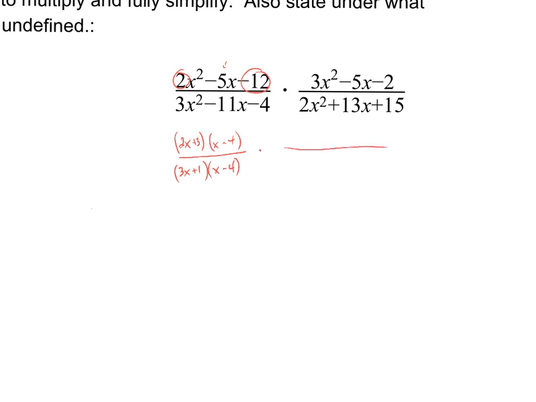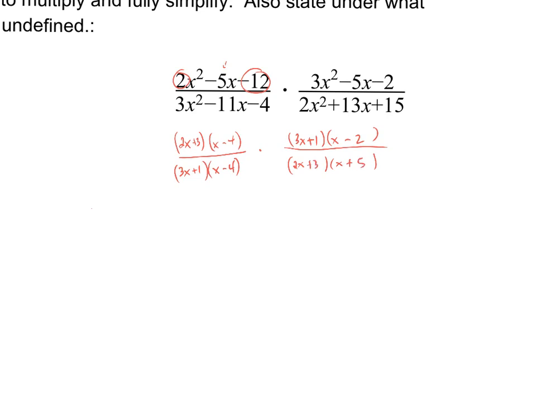The second one, the top, would factor, and again you could do all this with box or grouping method, whichever way you like best. x minus 2, x plus 1, and then on the bottom here, this one factors into 2x and x, and let's see, that'd be plus 5 and plus 3.